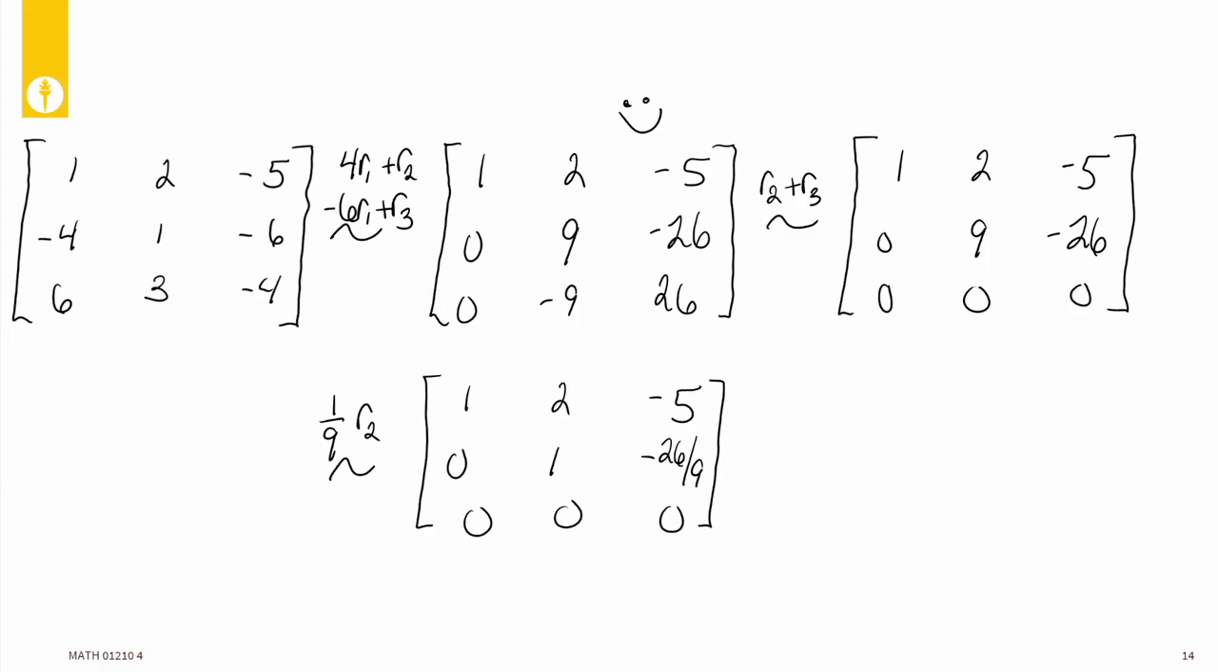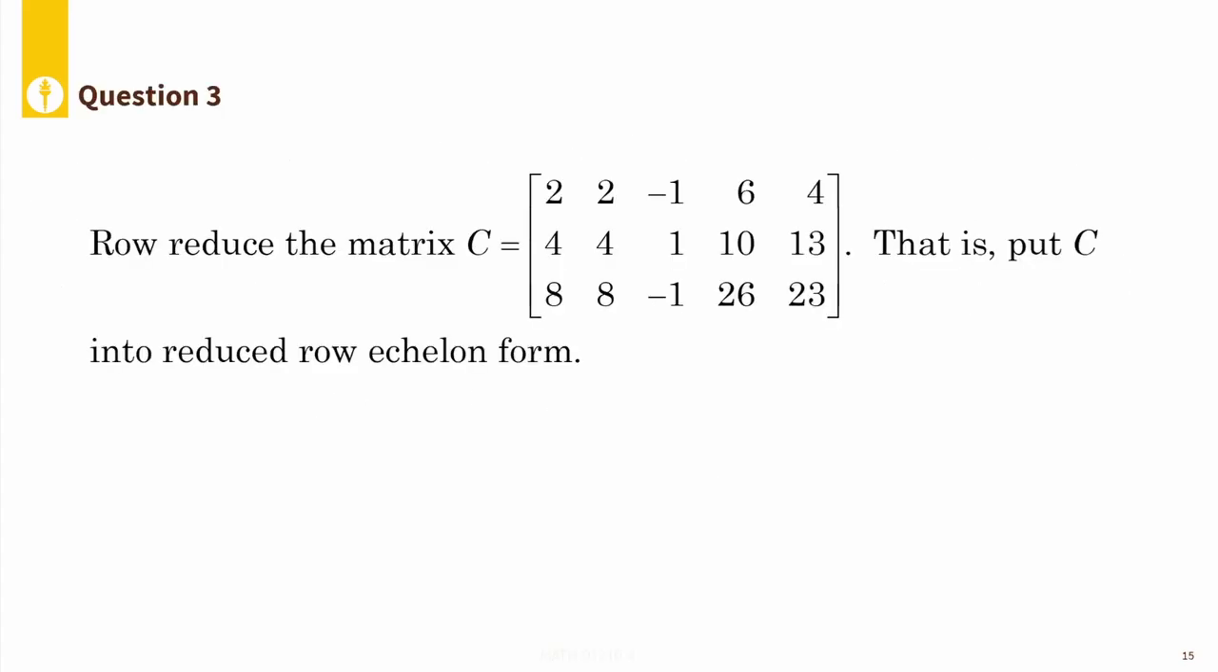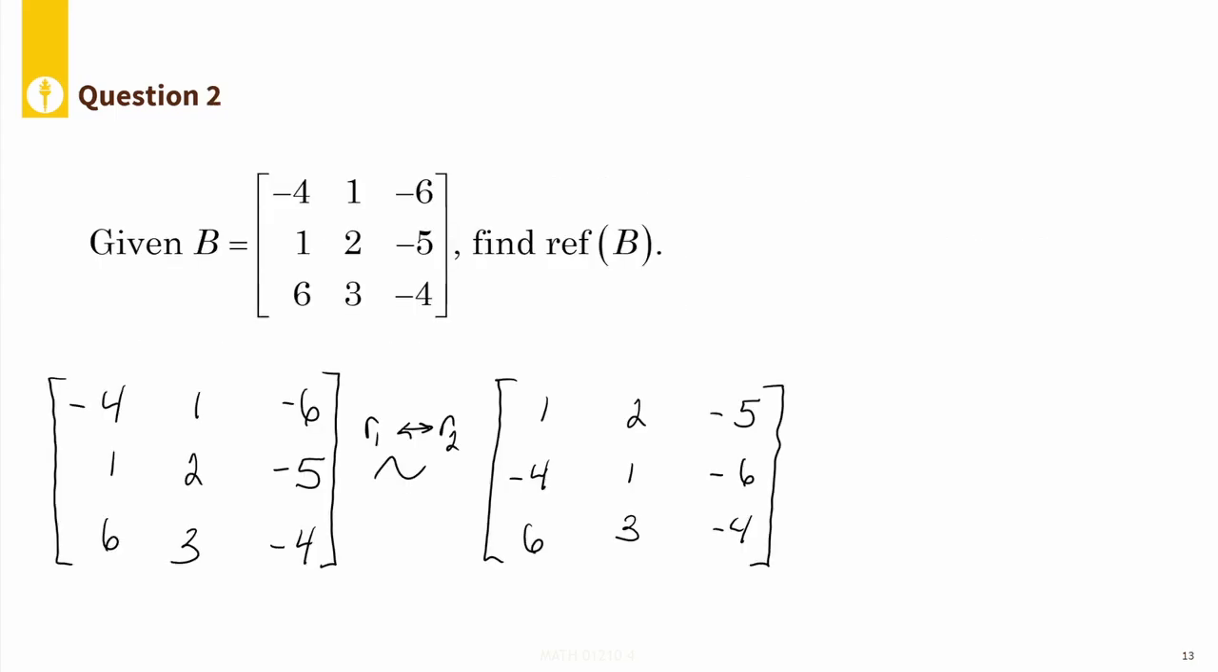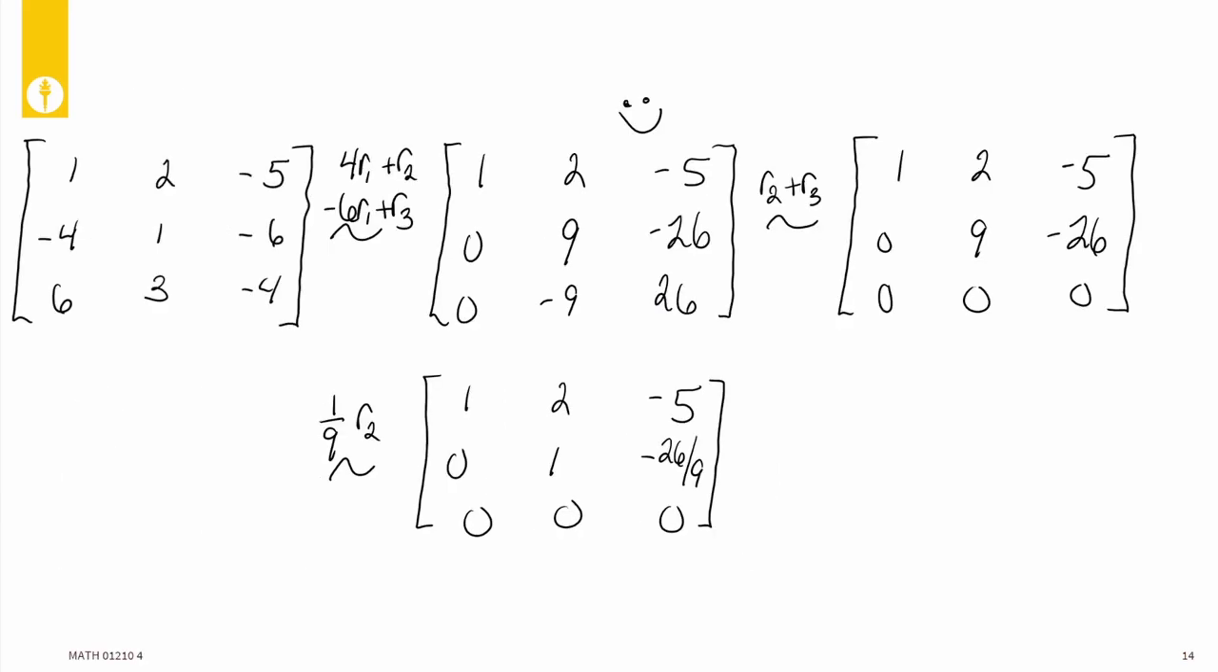But remember, this is unique. Reduced row echelon form is unique. So no matter how you go about doing it, you will get the same matrix. Now, if we examine this again, just real quick, how many steps were there? There's 1, 2, 3, 4, 5. 5 steps.